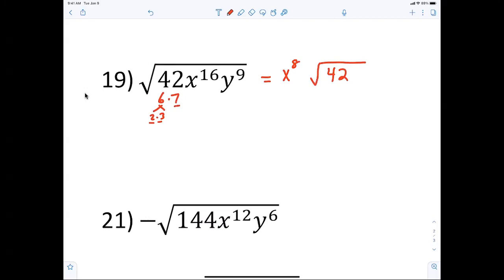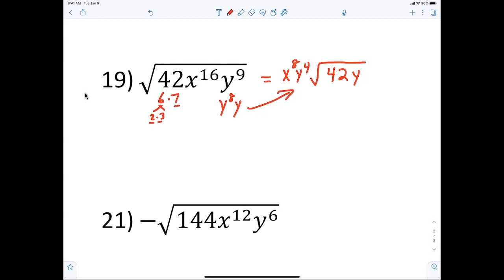Now, how many groups of 2 can we take out? Stop, think for yourself, not what someone else says. 4. Y to the 4th. How many are left behind? 1. This is where you should be at. Some of you are like, what is he doing? So you're breaking 9 down into y to the 8th and y. If you can't do this over here, just break the odd ones down. All the evens are easy because you're just dividing them by 2. That's it.